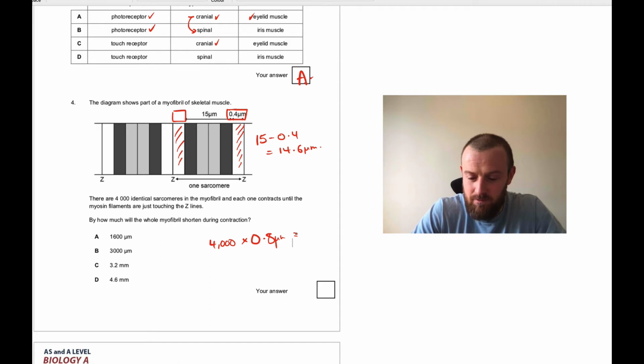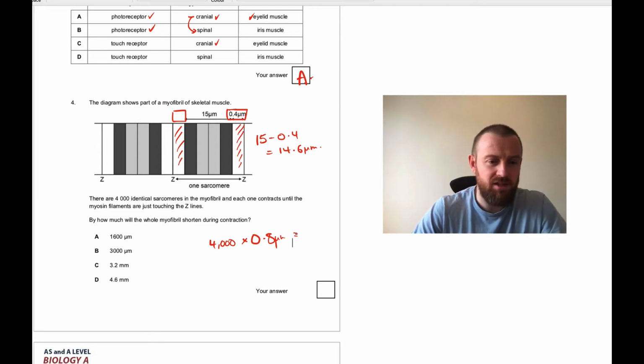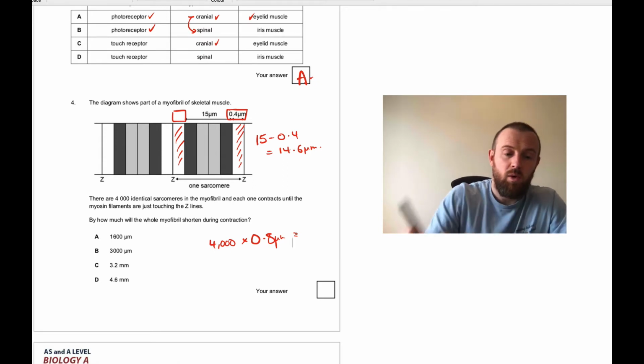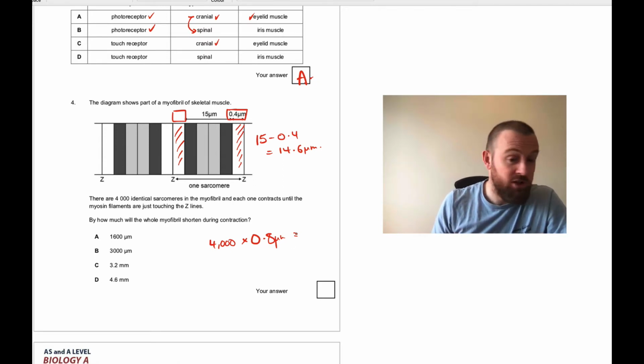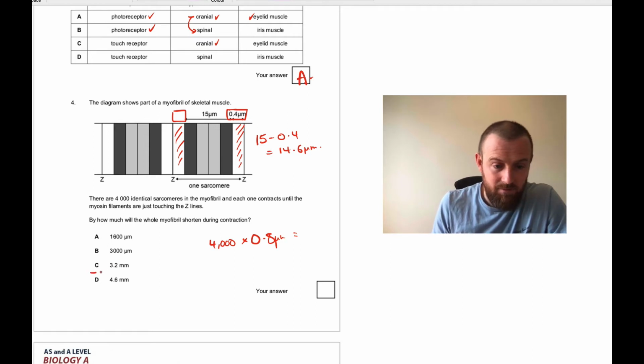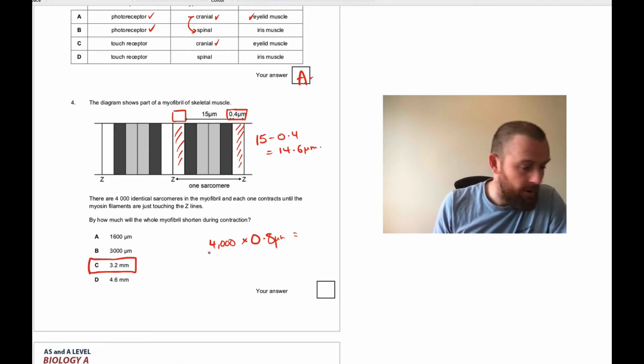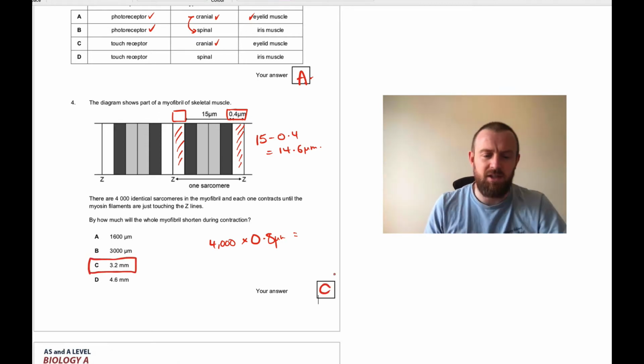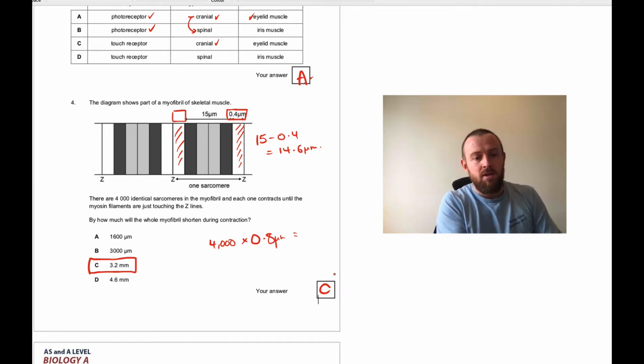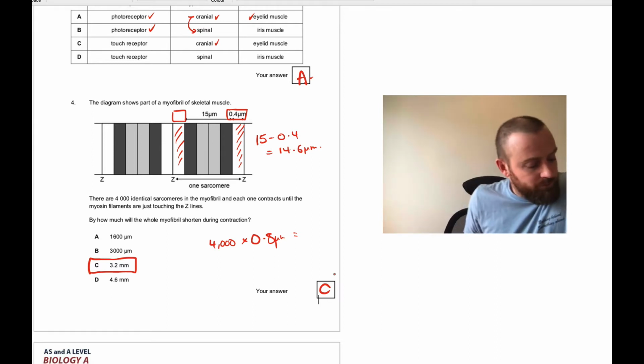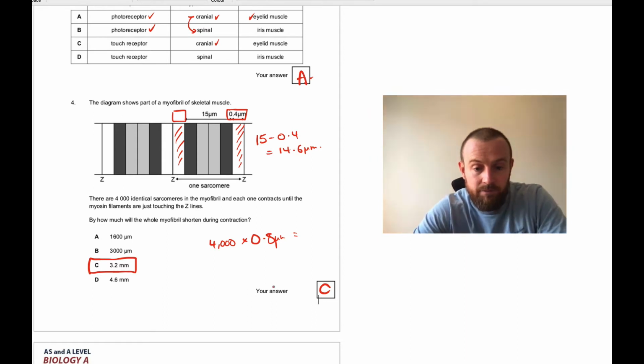which is 3,200 micrometers, which is equal to 3.2 millimeters. Yep, and that is the right answer. That was a tricky one. I had to think for that one. Okay, moving on to number 5.